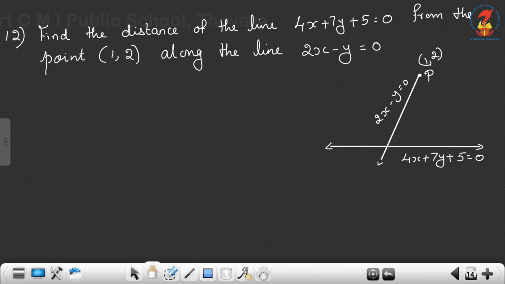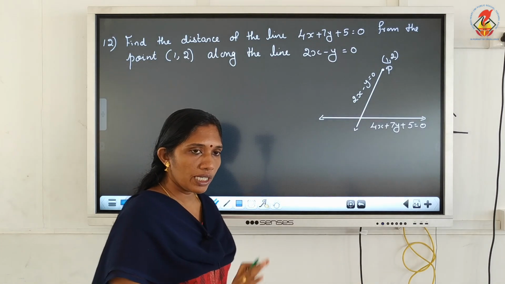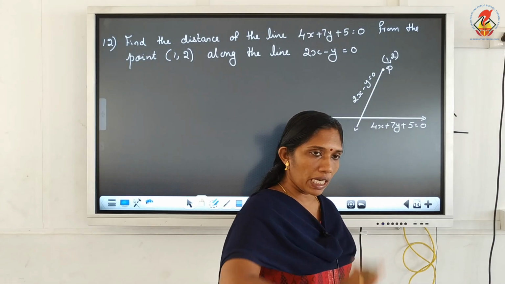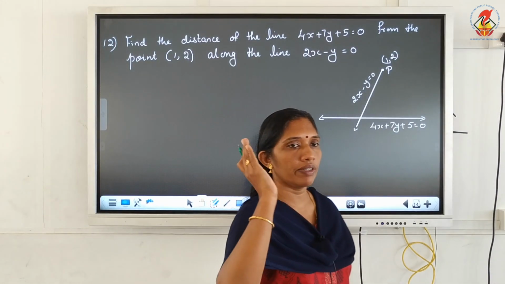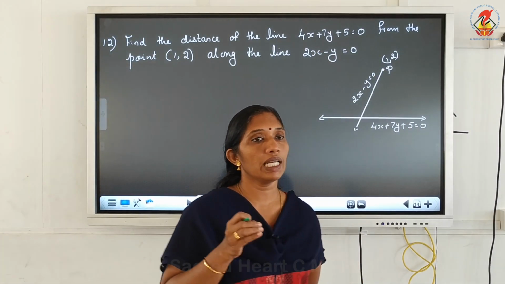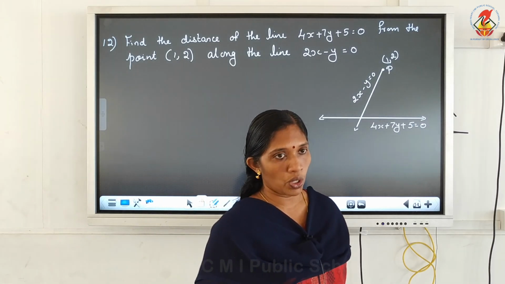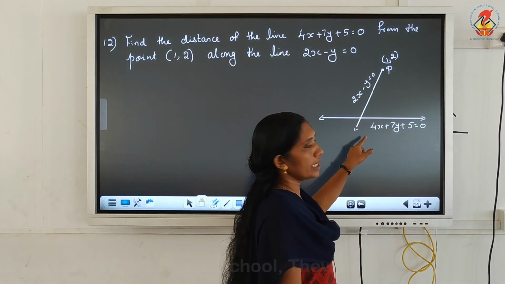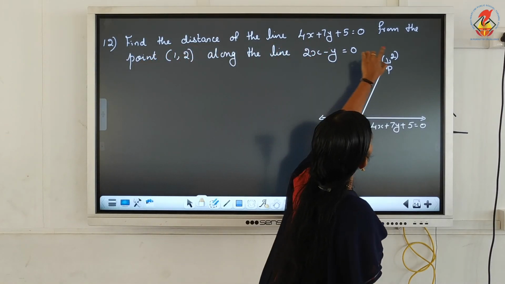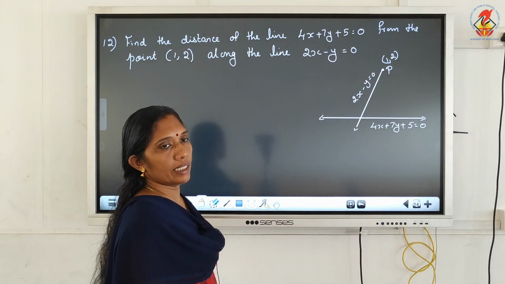Find the distance of the line 4x plus 7y plus 5 is equal to 0 from the point (1, 2) along the line 2x minus y is equal to 0. Usually the question is, what is the perpendicular distance from a point to a line? For that we have a formula: modulus of ax1 plus by1 plus c by root of a square plus b square is the distance of the point (x1, y1) from the line ax plus by plus c equal to 0. But here the point is (1, 2), the line is there, but what we have to find is not the perpendicular distance, but the distance of the line from the point along the line.